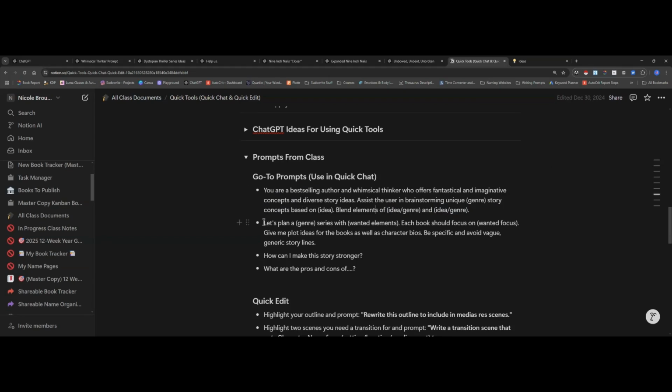The next one is a little bit more straightforward. Let's plan a whatever genre you want series with whatever specific elements you want, if anything. And then you're going further and saying each book should focus on, again, if you have any specifics for each book. And then give me plot ideas for the books as well as character bios. Be specific and avoid vague, generic storylines.